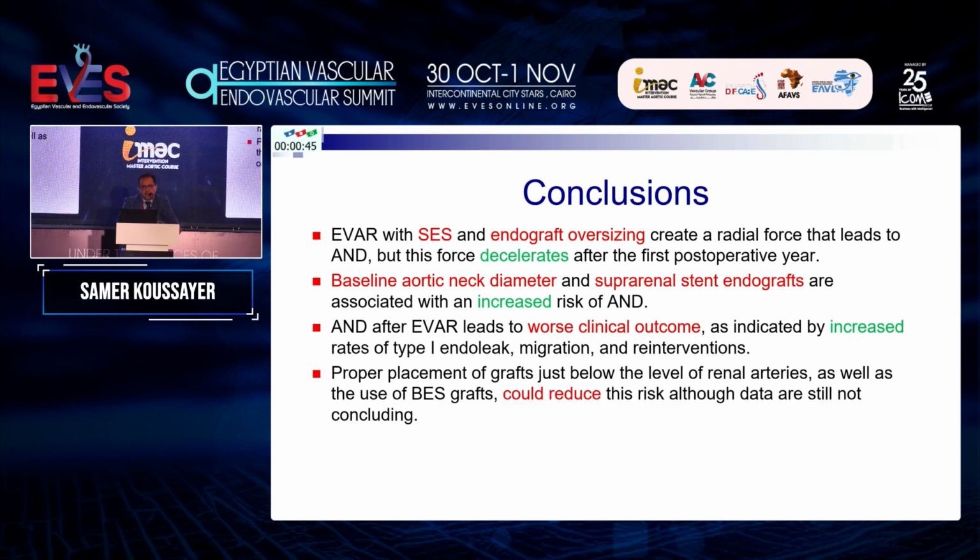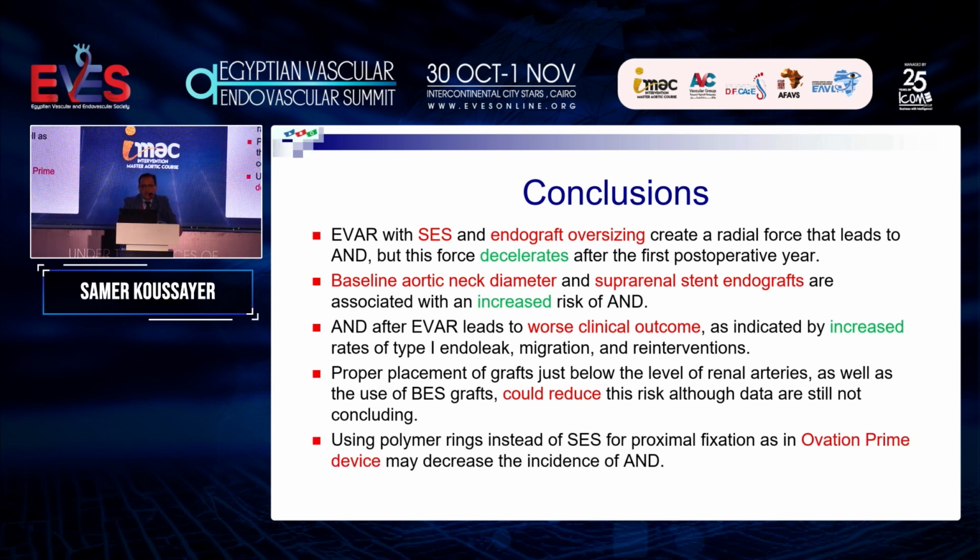and reintervention. And proper placement of the graft just below the renal artery and using a balloon expandable stent could reduce the risk of neck dilatation, but the data are still not conclusive. And finally, using a polymer ring instead of a self-expandable stent for proximal fixation, like in the Ovation Prime device, may decrease the incidence of aortic neck dilatation.